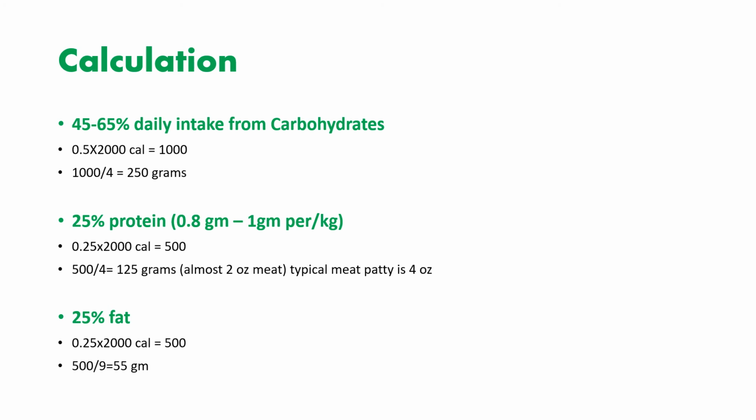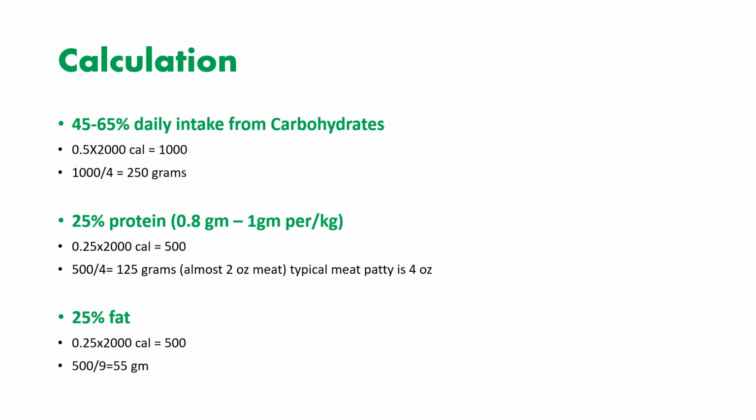And then in general for protein, it's recommended that a person needs about 0.8 grams to 1 gram per kilogram of body weight. If we want 25% of our calories from protein, then you multiply 0.25 times 2,000, and that gives you 500. Then you divide 500 by 4, which is the 4 calories per gram for protein, the same as the carbs, and that gives you 125 grams.